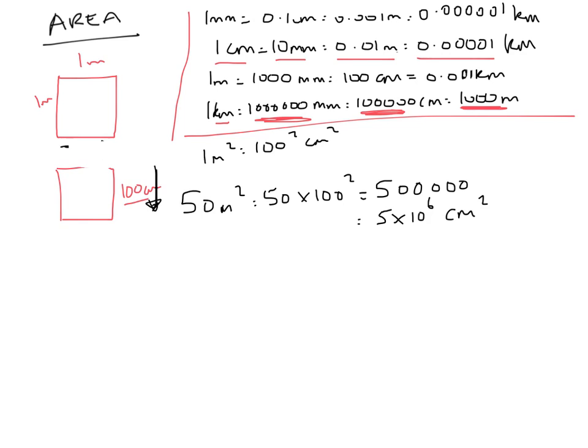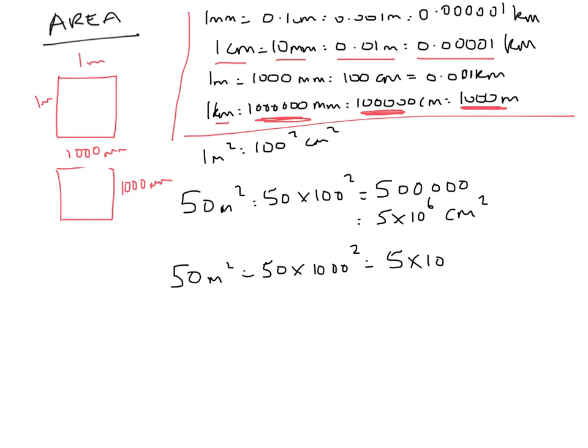So if I wanted to now go into millimetres squared, hopefully we can start seeing where this is going now. I'd have 1,000 millimetres there and 1,000 millimetres there. So my numbers are getting bigger by a factor of 1,000 in each direction. So going back to our 50 metres squared question, 50 metres squared is the same as 50 multiplied by 1,000 squared millimetres squared, which is 5 times 10 to the 7 millimetres squared.